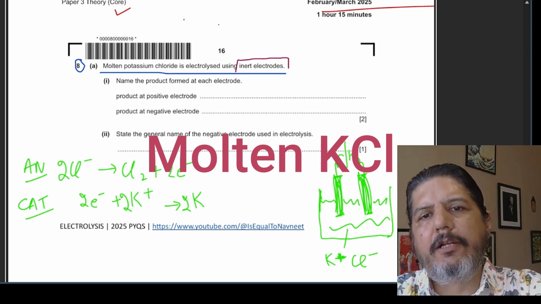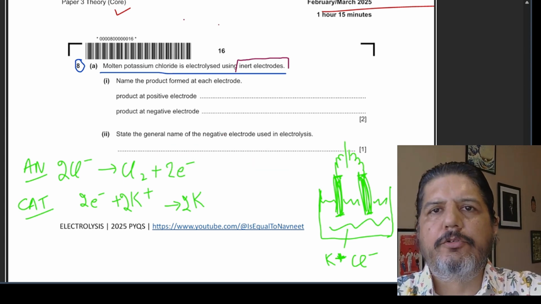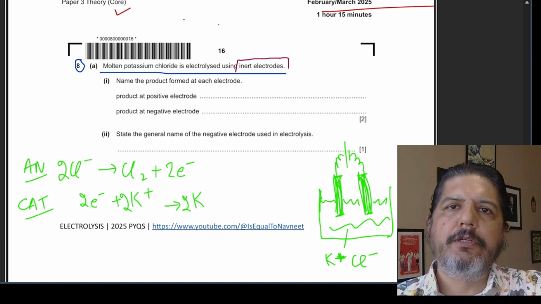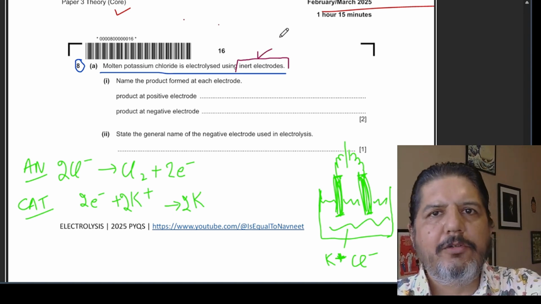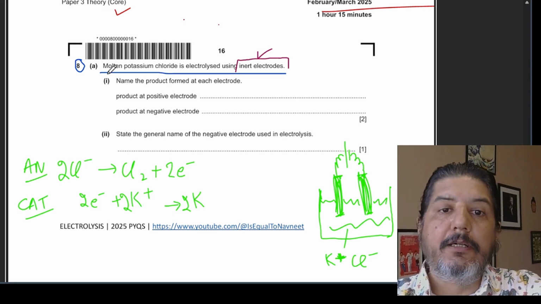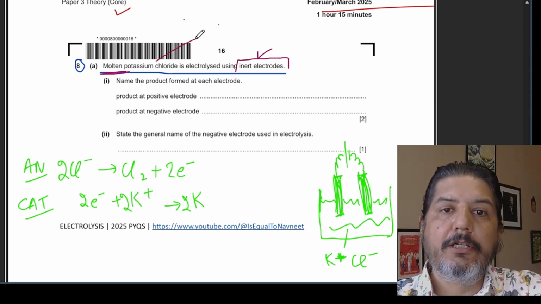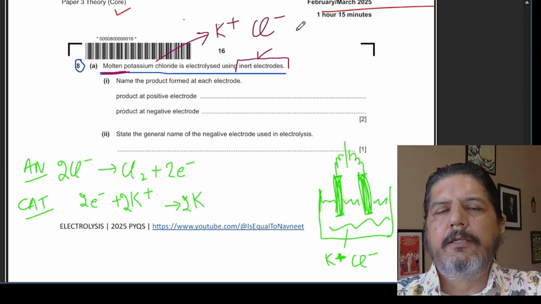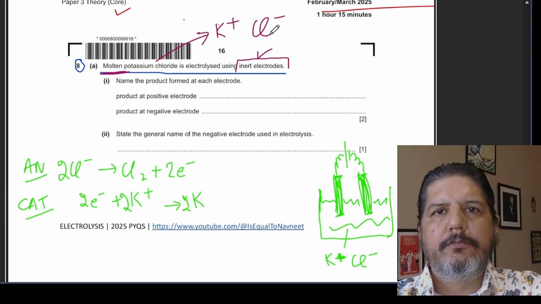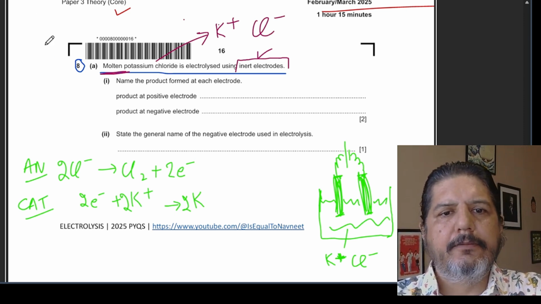Molten potassium chloride is electrolyzed using inert electrodes. This is actually the simplest of the questions for 2 reasons. One is that the electrodes are inert, so the electrodes do not take part. The other is that it's molten potassium chloride, so we will have only 2 entities, K plus and Cl negative. So at one part, at the anode, I'll write it here.